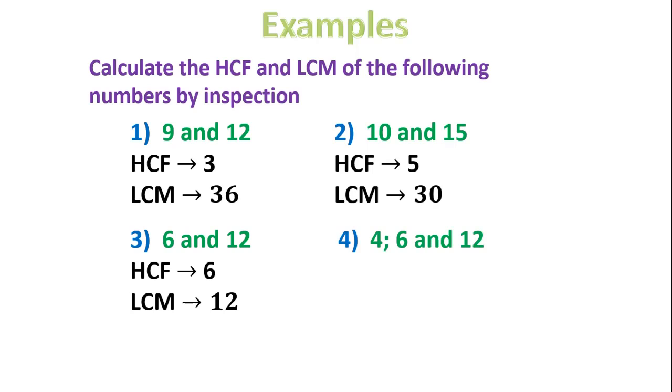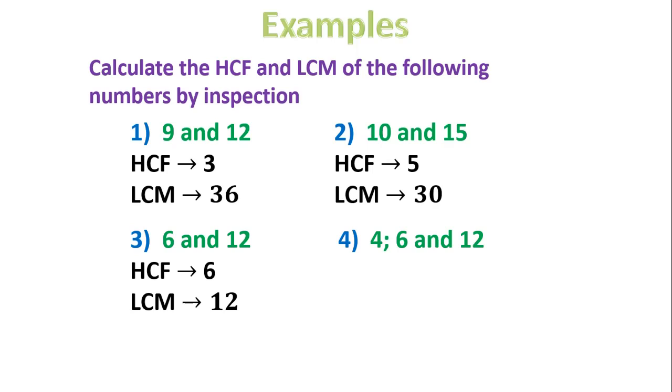Number 4. Now I've got 3 numbers that we have to look at: 4, 6, and 12. And for our highest common factor, we ask, which is the highest number that divides into all 3? Well, to start off, 1 does.